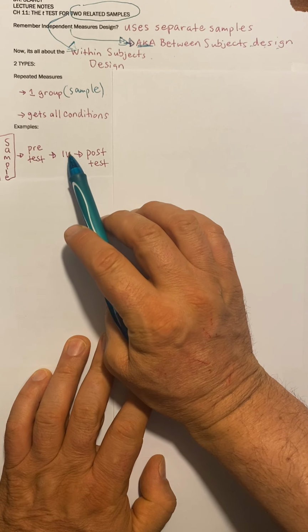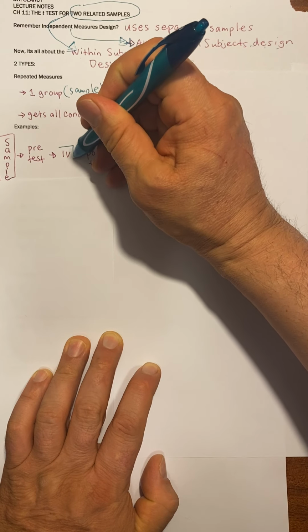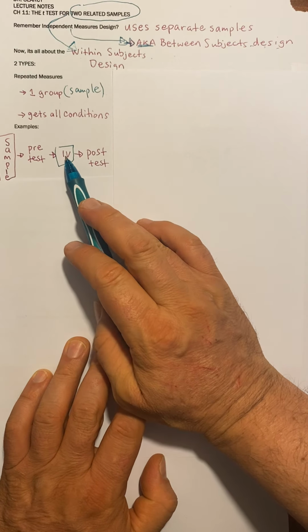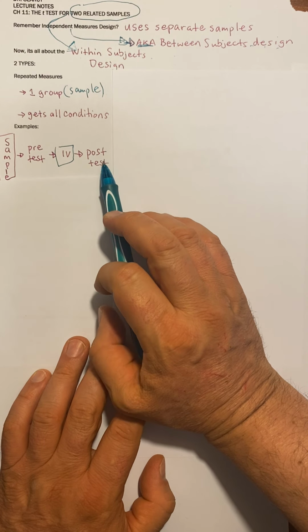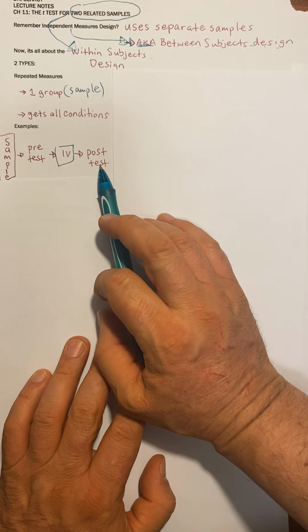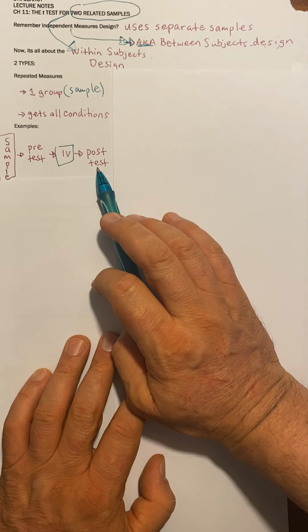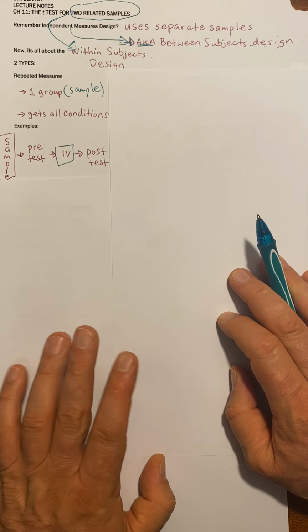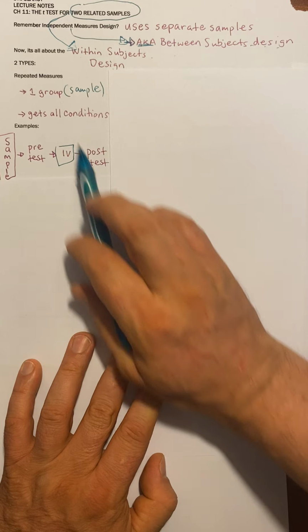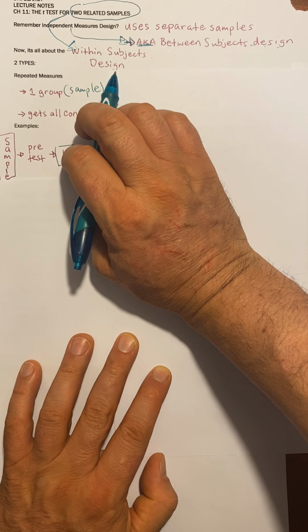Then we're going to do the thing that we're going to do to them. We're going to expose them to our independent variable. After that exposure has occurred, we're going to give them another test, the post-test, and we're going to see how this group now looks after they've been exposed to the independent variable. Okay, so that's how a repeated measures design, a within subject design, looks.